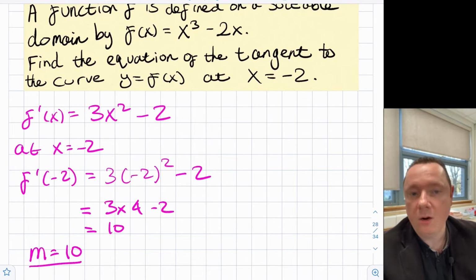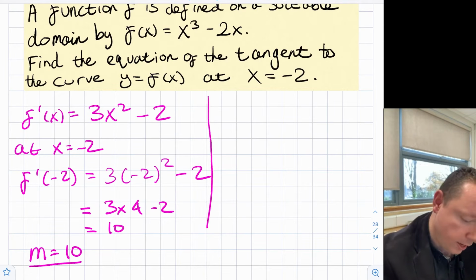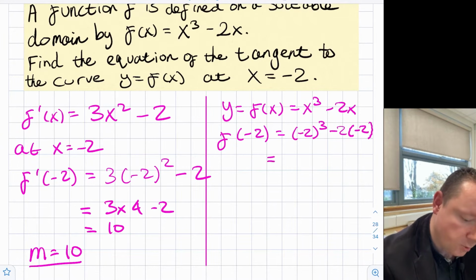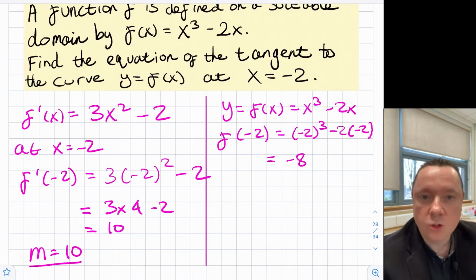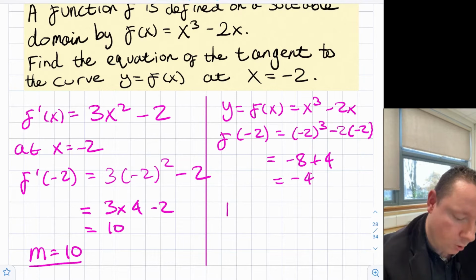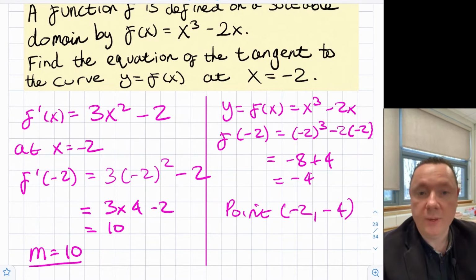We now need a y part of our coordinate, so we can substitute that into f of x, because y equals f of x. So if I do that at the side, remember, y equals f of x, which is x cubed minus 2x. So f of minus 2 equals minus 2 cubed minus 2 times minus 2. Minus 2 cubed is minus 8. Minus 2 squared is 4. Minus 8 add 4 is minus 4. So our point is simply minus 2, minus 4.